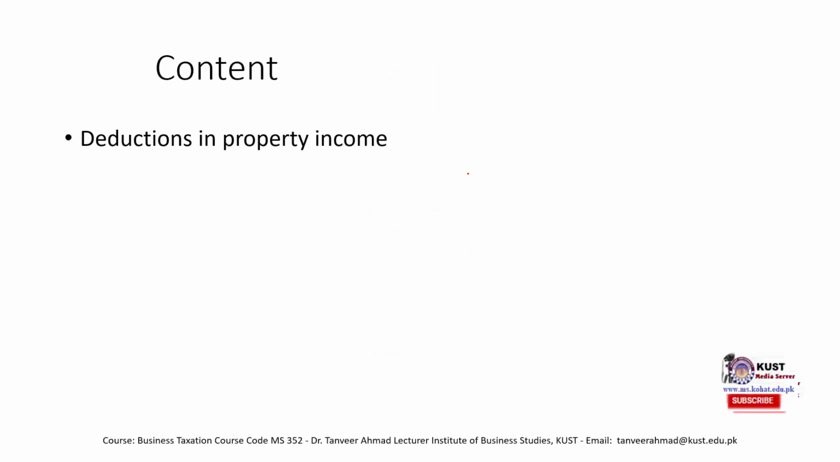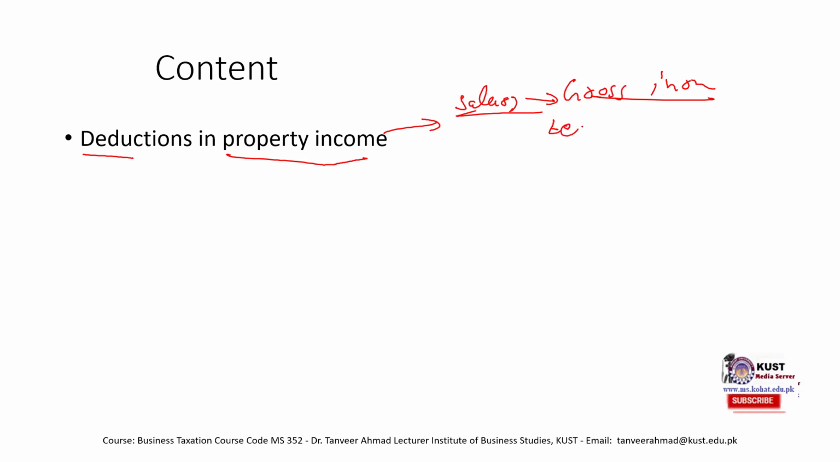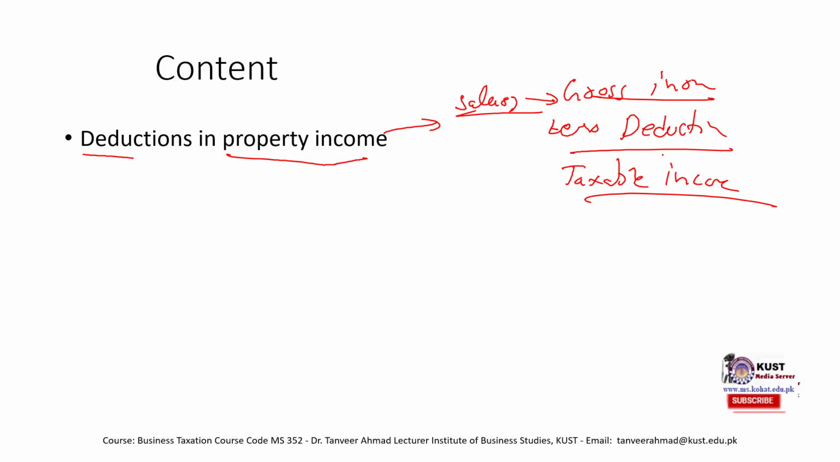So moving towards the contents, mainly we are going to discuss deductions that are related to property income. If you remember when we discussed salary income, first we would calculate the gross income, and after that we would lessen the deductions, right? And then we would have a taxable income. Same is the case with property.